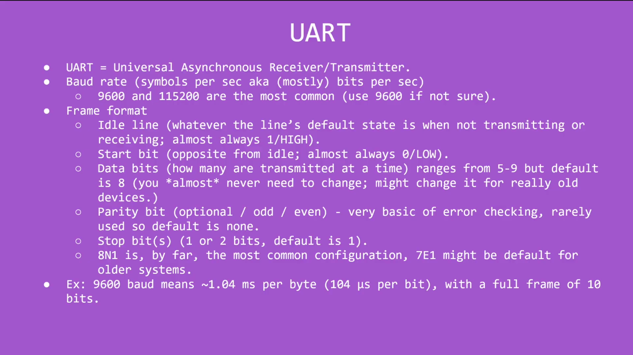You've got stop bits. This can be 1 or 2 bits. The default is 1. I've never seen an instance where it's actually been 2 bits, but it is out there. So 8N1 is by far the most common configuration. That's going to be 8 bits, no parity, and 1 stop bit. You might see 7, even 1 for some older systems and devices, but again, this side of the last 30, 40 years, I haven't seen any. In terms of baud, 9600 baud is going to be about 1.04 milliseconds per byte, assuming 104 microseconds per bit, and assuming a full frame of 10 bits.